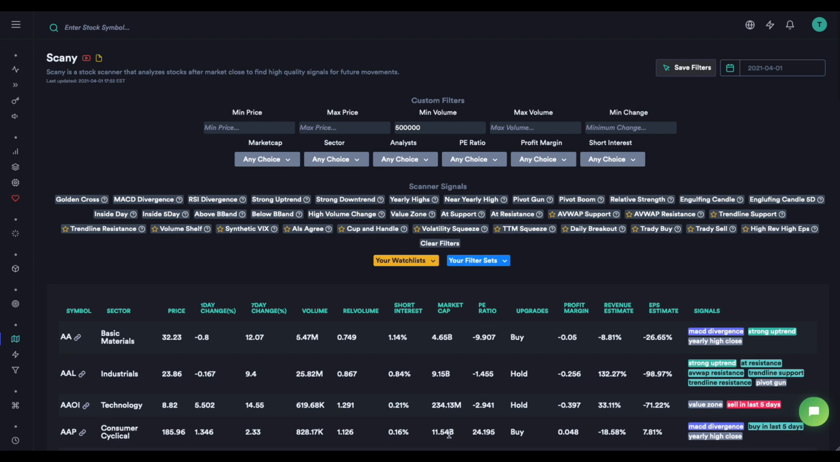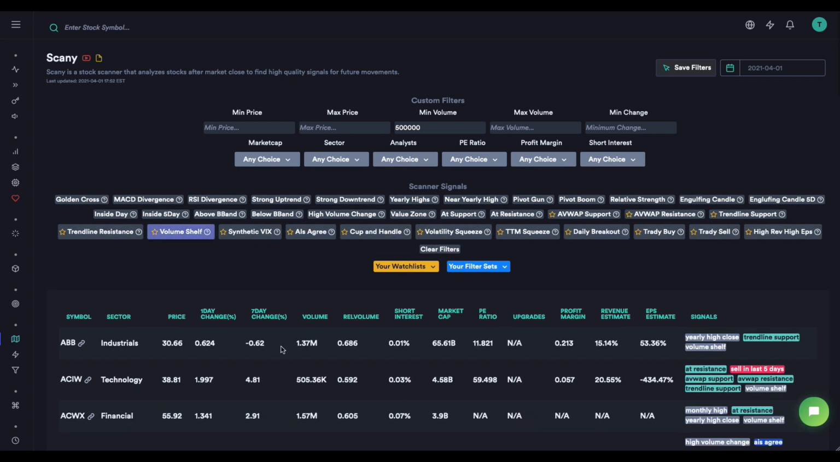To use Scany to find really good swing trading setups. So today we are going to use the volume shelf scanner. This actually goes hand in hand with the supports, mostly with anchored VWAP supports, and this can act as a really good support or resistance level. If the price is right below the volume shelf, then that can act as a resistance level. If it's above it, then that can push the price higher and act as a support level.